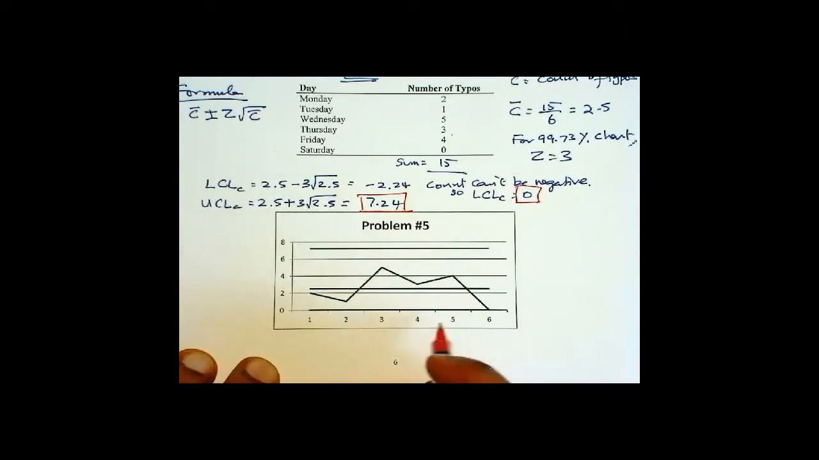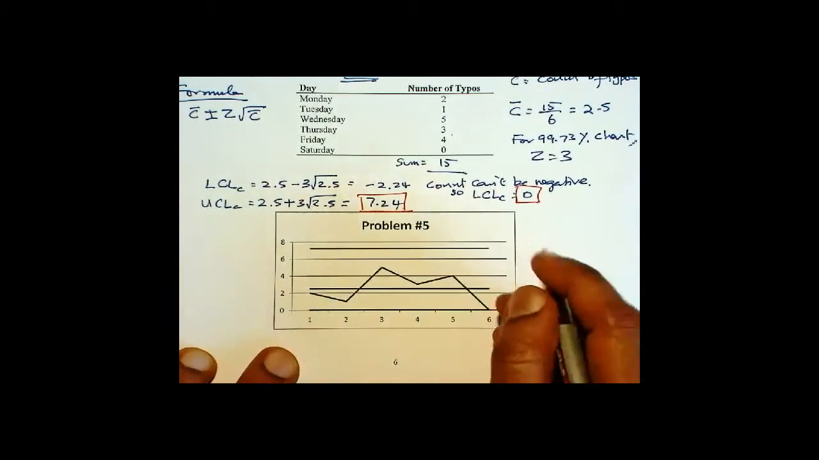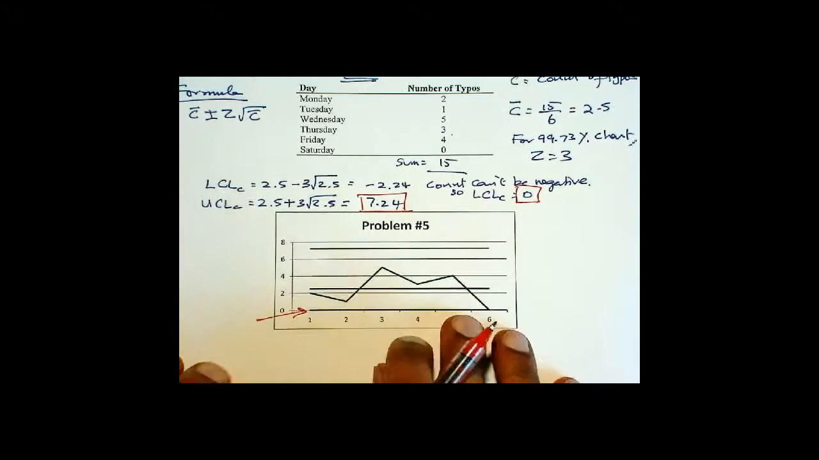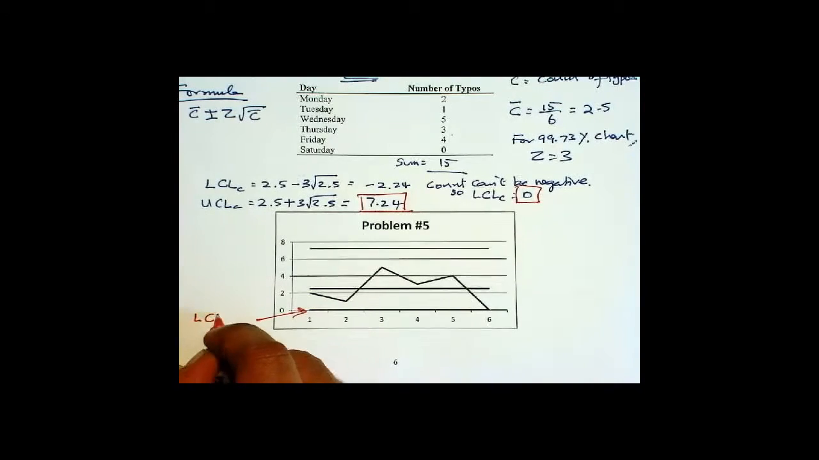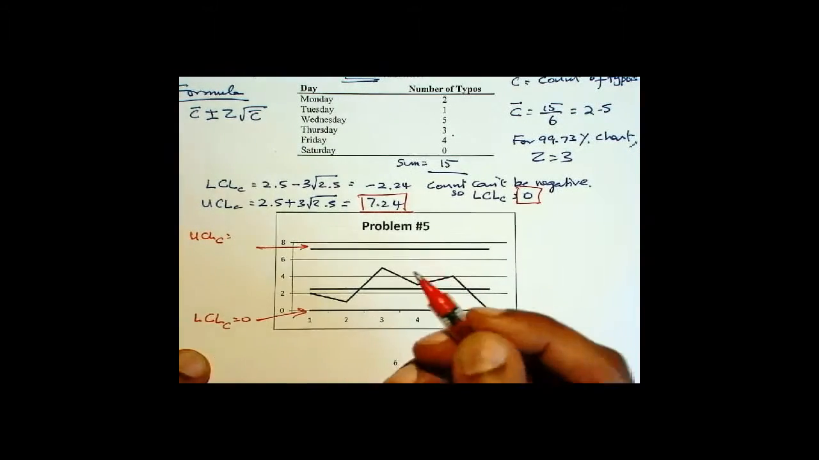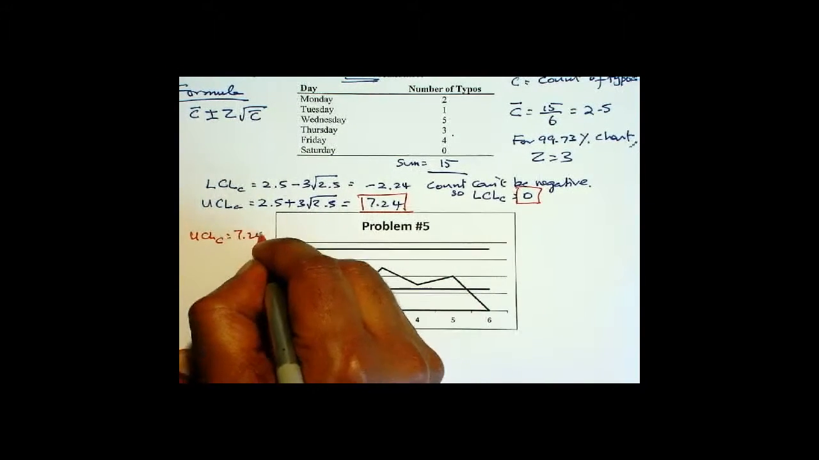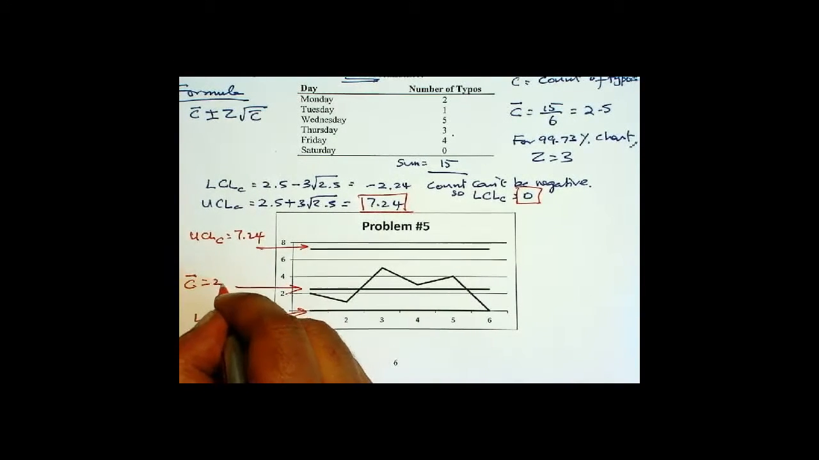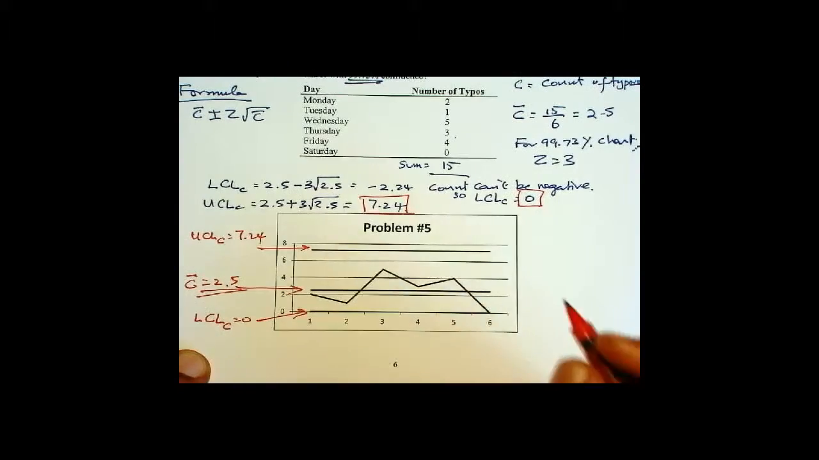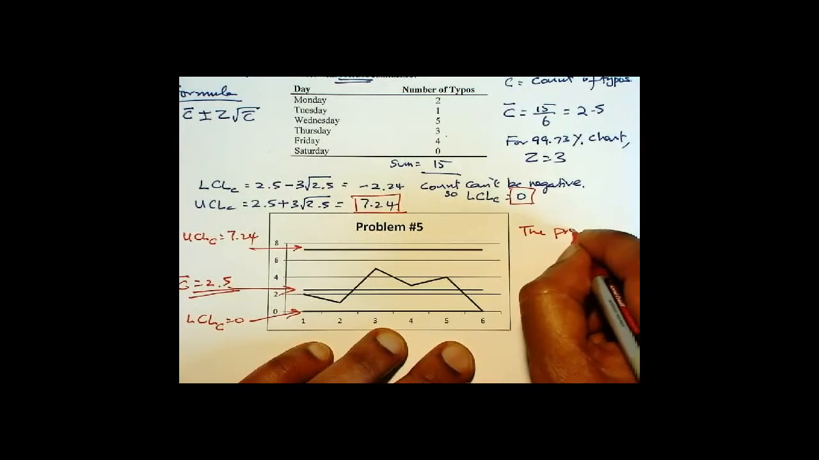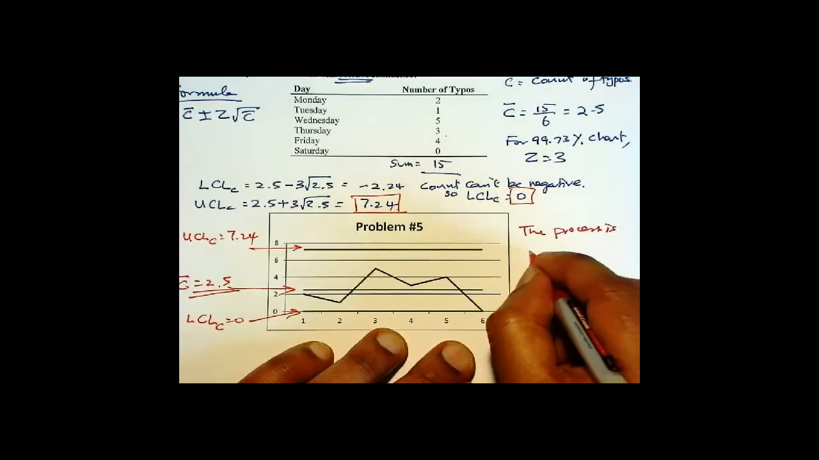And I've already plotted the samples. So our lower control limit is 0, upper control limit is 7.24, but C bar is 2.5. The process is in control.